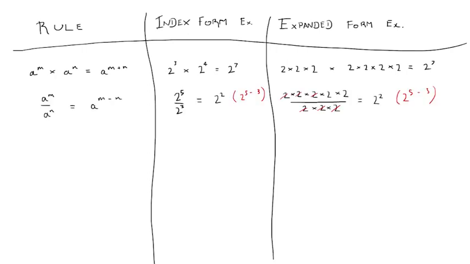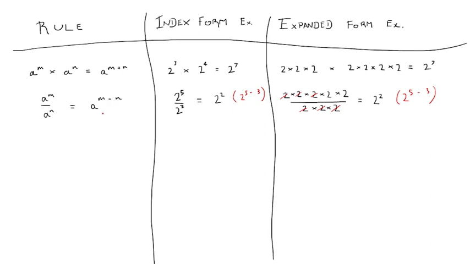Okay, now these rules do get more complicated as we go along, but if you concentrate on the explanations of why this is, you shouldn't find any problems with this. Okay, so now we've got the second rule, which is a to the power of m divided by a to the power of n is the same as a to the power of m minus n.